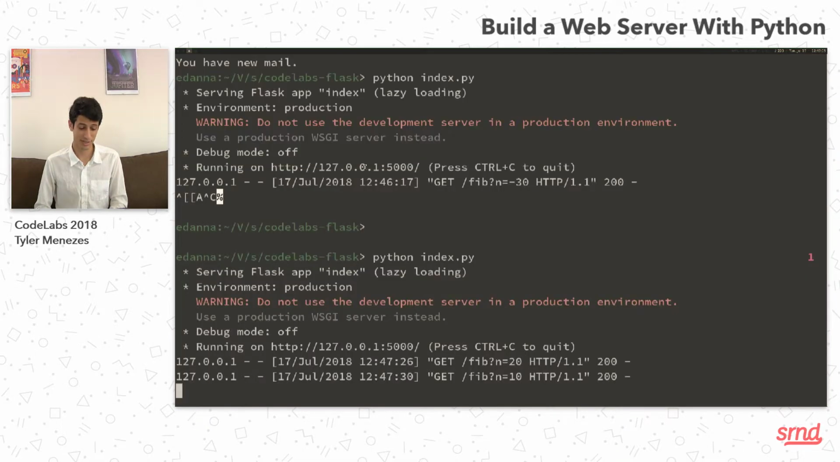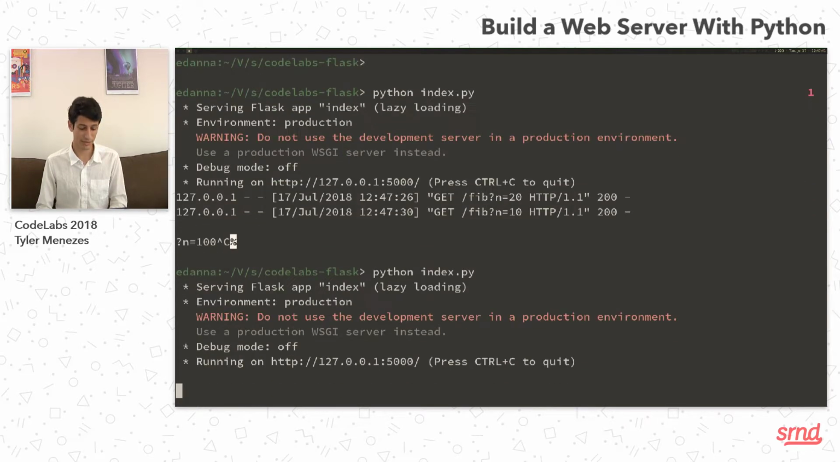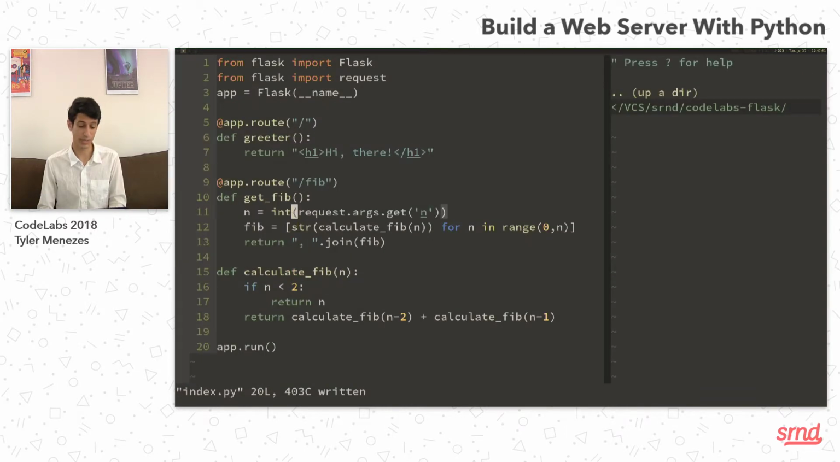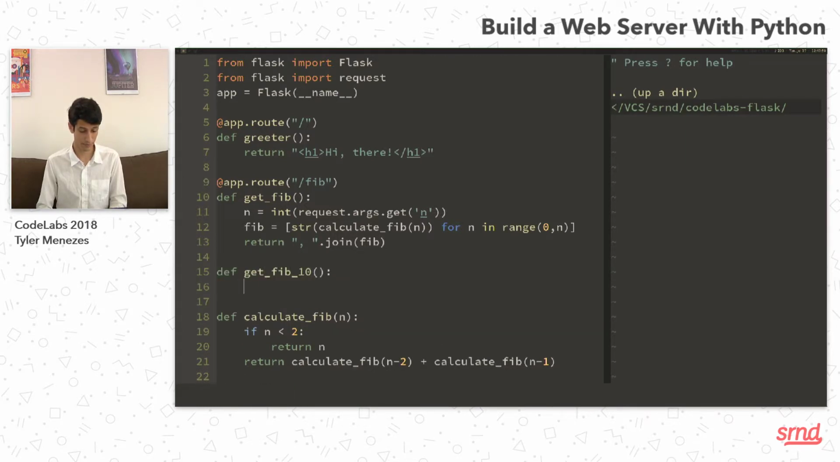Personally, I think this question mark n is equal to 100, right? Wouldn't it be cool if instead of doing it that way, we could do something like /fib/10? Wouldn't it be cool? What would be the naive way of doing that? The naive way would be maybe we could make another function, get fib10, right?